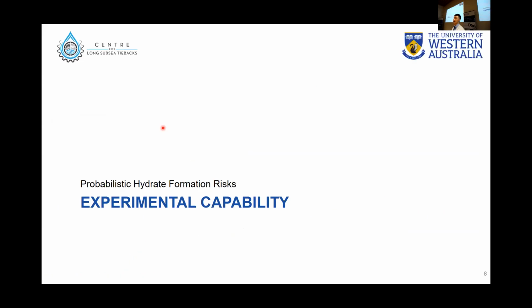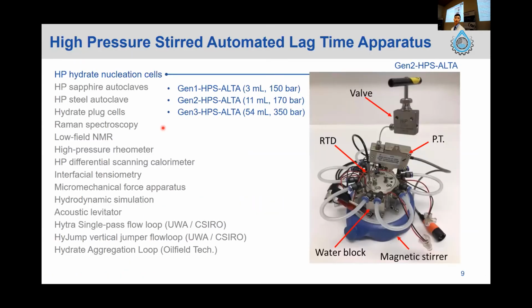So here at UWA, when I first started, we looked into hydrate nucleation and were able to generate lots of hydrate nucleation data sets by using this piece of apparatus, HPS-ALTA. Once again, we started off with generation 1, a very, very small mini cell. And then we expanded to Gen 2, about 11 mL, 170 bar, 150 bar. The data set I will be showing you here is all from the Gen 2 cell. And recently we have also generated Gen 3, which is higher in volume and pressure as well.